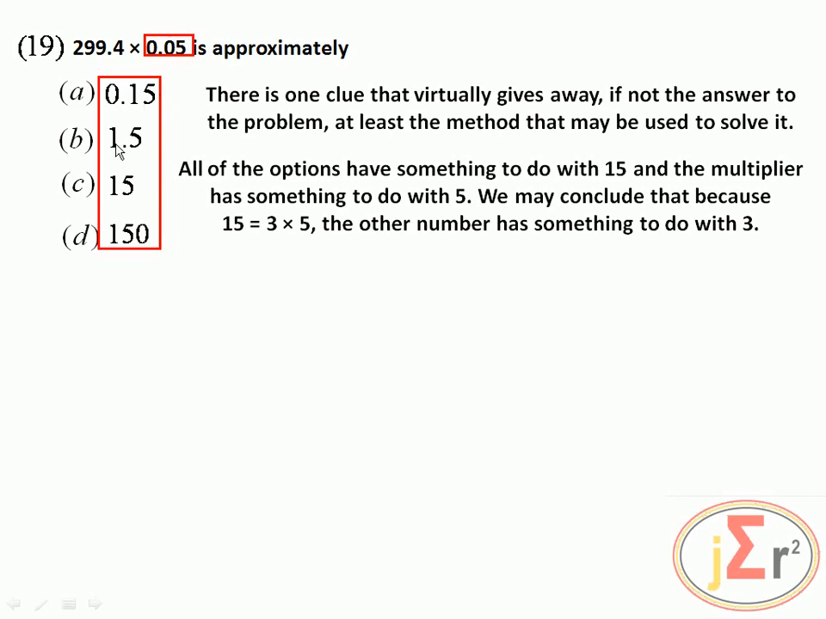See, 1, 5, 1, 5. So we have a clue that the number that this is multiplied by has something to do with 3, because it is 3 times 5 that gives 15. So we are sure that the other number has something to do with 3. And there we have our 3.